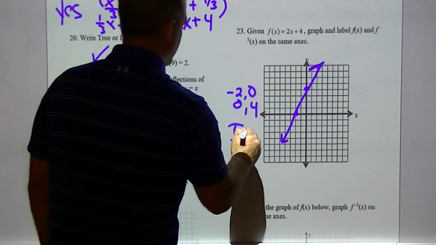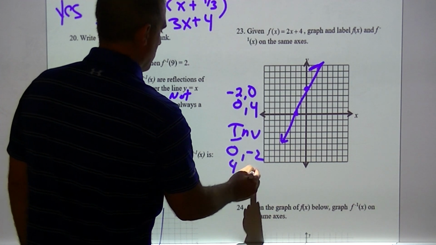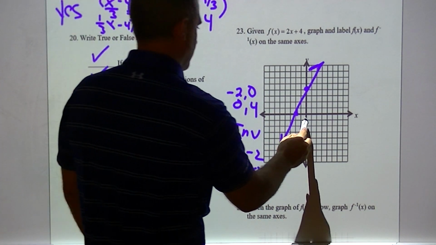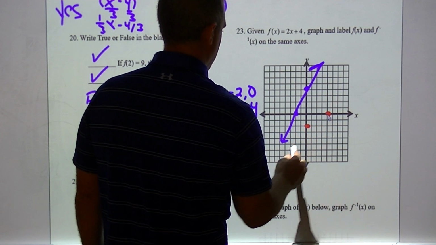When you do the inverse, now this is with points, these just flip around. So 0, -2, 4, 0. We'll graph that in red. 0, -2, 1, 2. 4, 0, 1, 2, 3, 4.